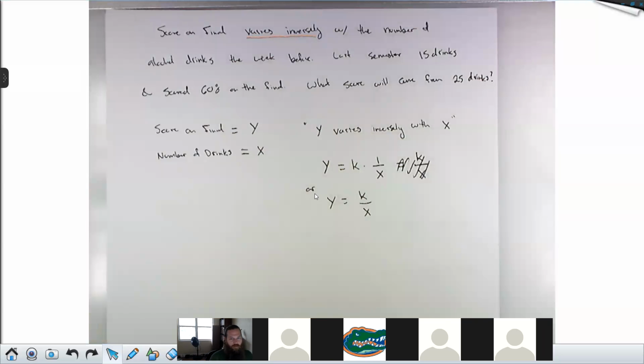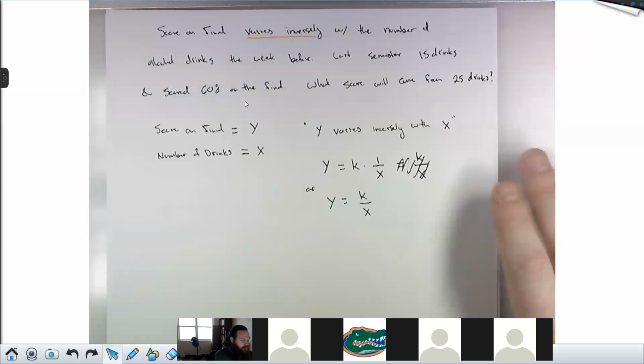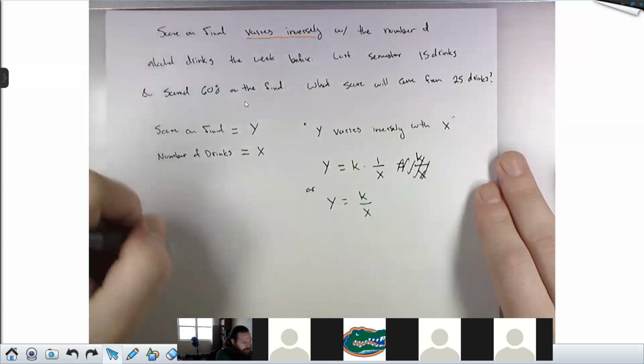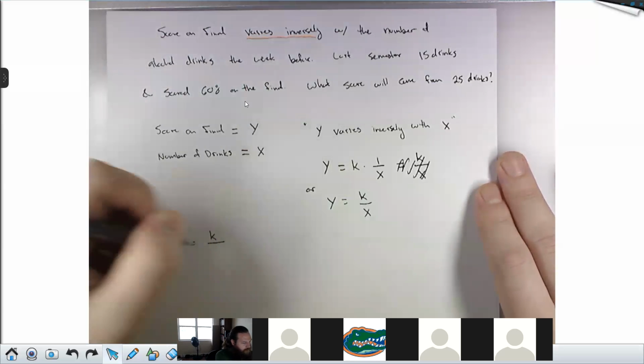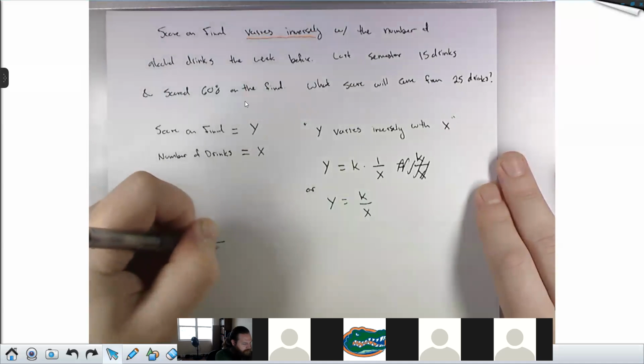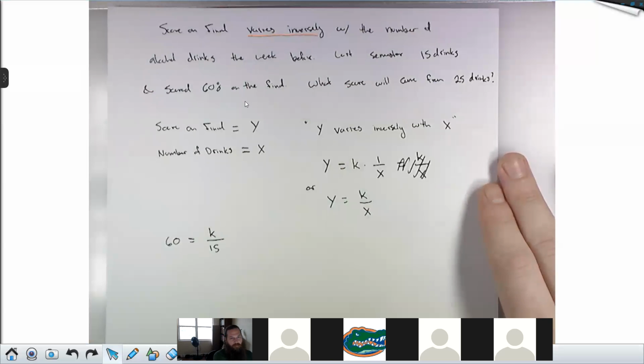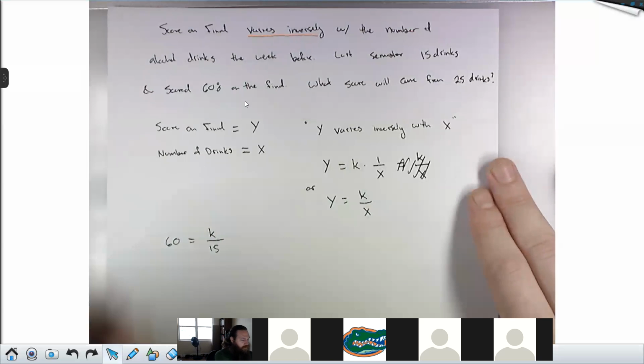All right, so here's the equation. I need to find the constant K. So I keep reading the problem. Last semester, 15 drinks and 60% on the final. So when X was 15, Y was 60%, or just 60, let's say. So we know that 60 is equal to K over 15. And now I can use this to solve for K.